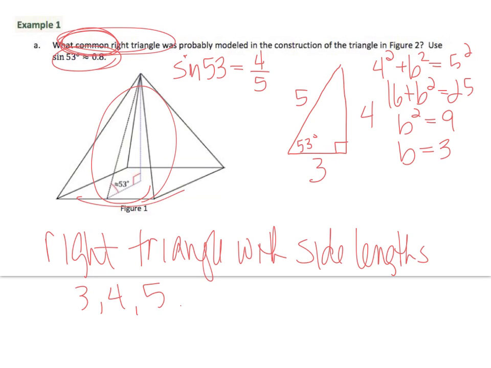It's common. I think I get to the question on the next page. A 3, 4, 5 triangle is extremely common. You should recognize it. 3, 4, 5, where I have the legs and the hypotenuse, 3, 4, and 5.